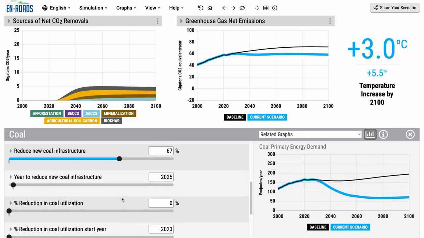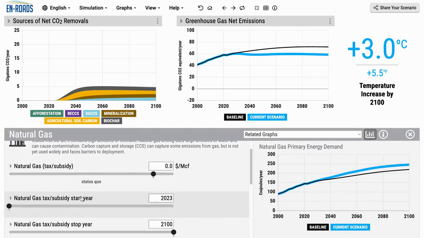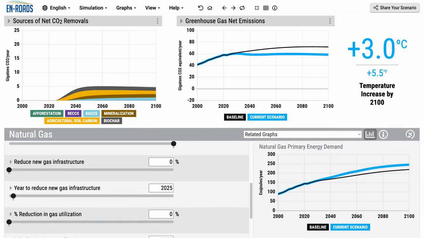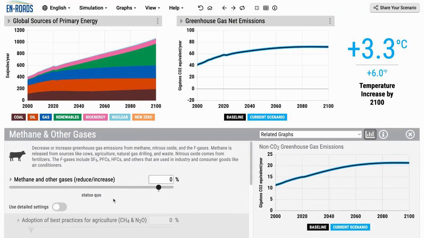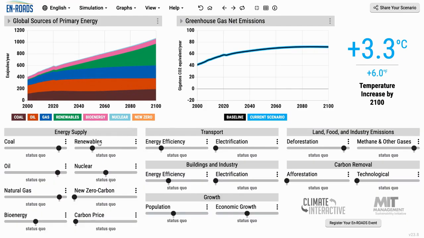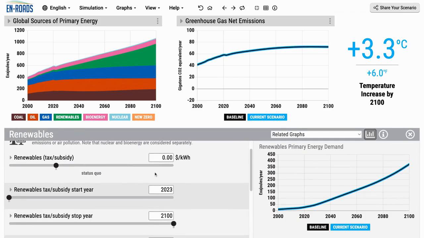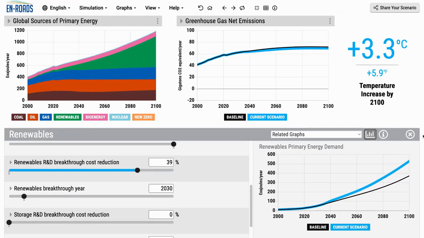The same is available under gas, natural gas. When looking at methane, one can change methane and other gases, F-gases and N2O. When you affect renewables, you can subsidize them, but you can also make renewable storage cheaper through various actions.